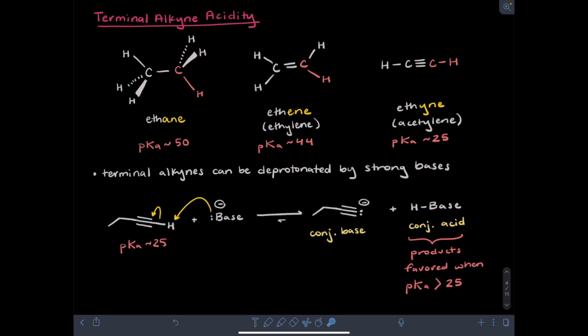And recall you can compare the pKa of the acid to that of the conjugate acid to predict whether reactants or products are favored. The side with the higher pKa will be favored. So because we're starting out with a terminal alkyne with a pKa of 25, as long as the conjugate acid of your base has a pKa greater than 25, your base would be strong enough to deprotonate that terminal alkyne in a way that favors the product side.